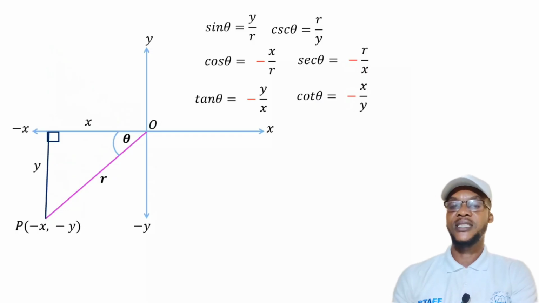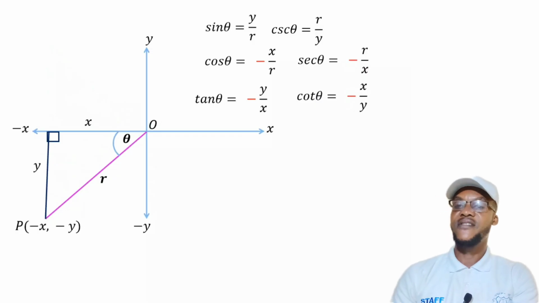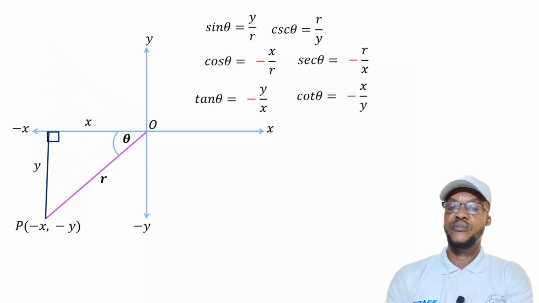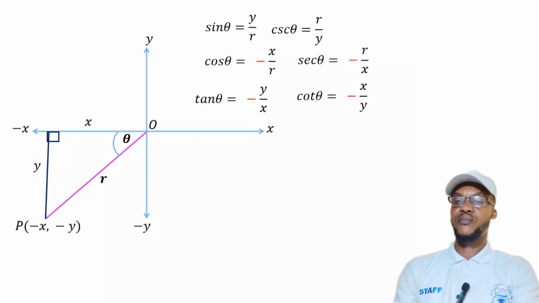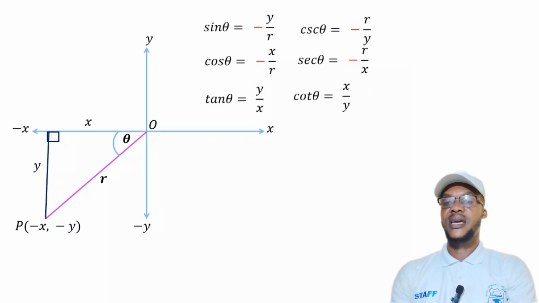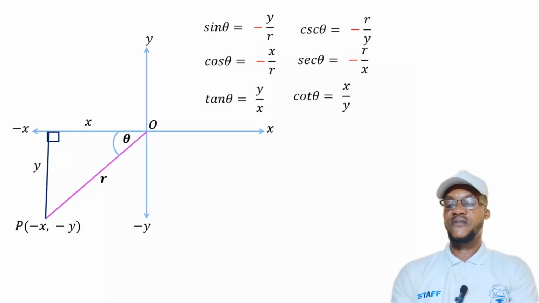Then automatically we see tan. So it means that everything about tan is going to be positive. The rest are going to be negative. So in that case, sine and its reciprocal, cos and its reciprocal, they are all going to be negative except tan and its reciprocal. So this one is very basic.